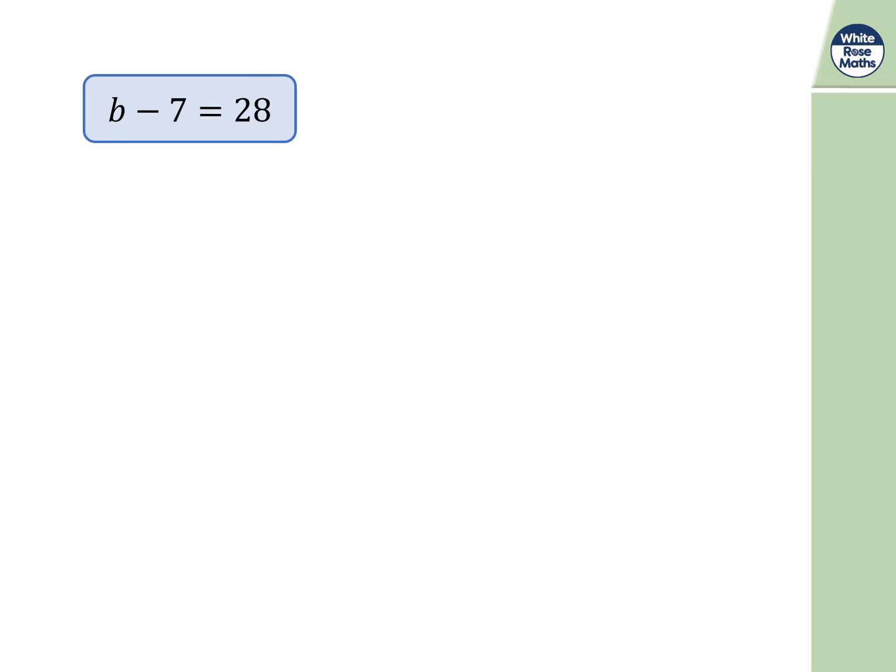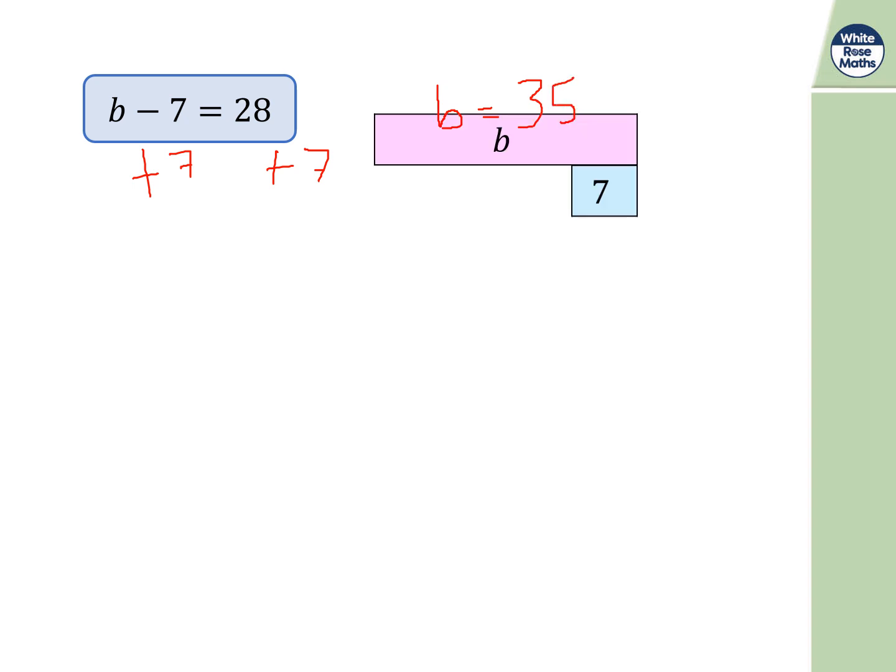b minus 7 is equal to 28. Well, the opposite of minusing 7 is to add 7. So we add 7 to both sides to balance the equation and get the letter by itself. 28 plus 7 is 35. Here we go, this is the bar model to represent it. b is 35, and 35 take away 7 is 28.